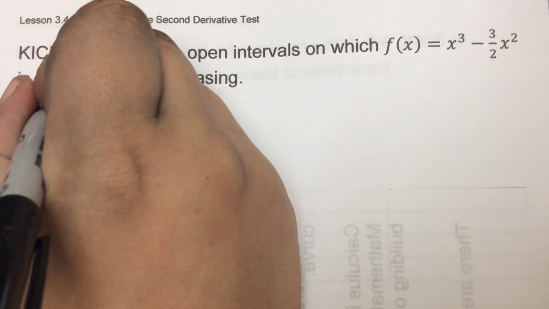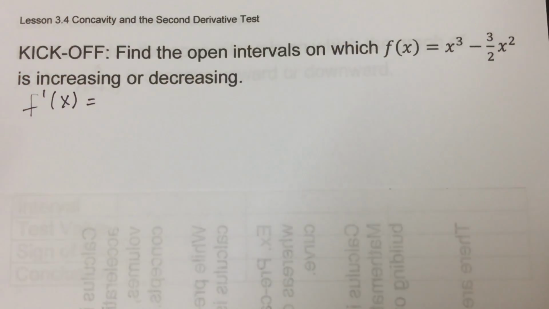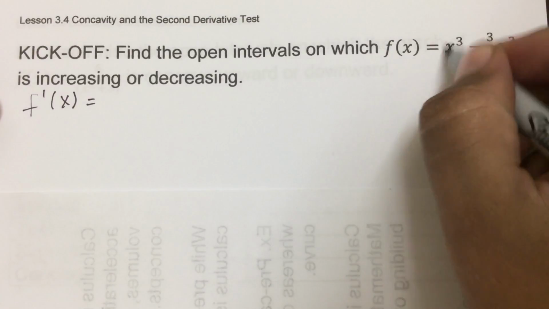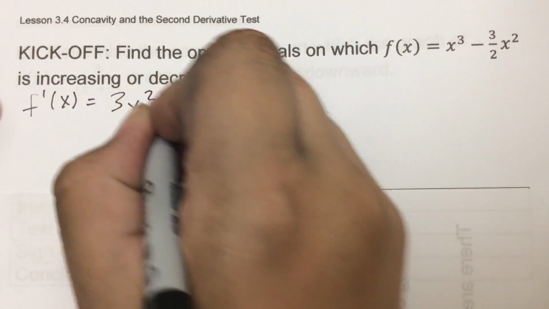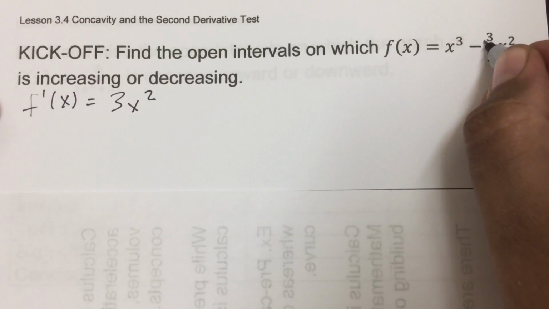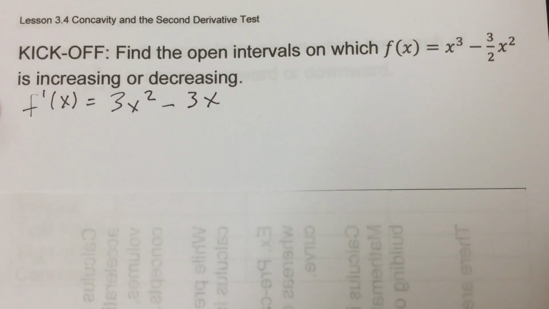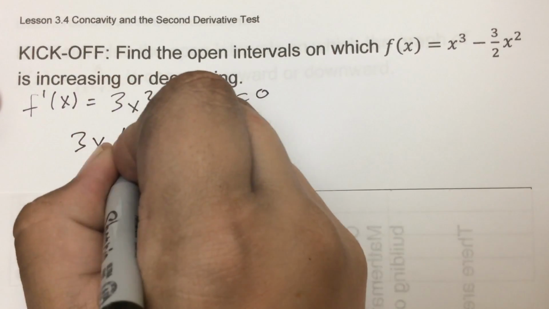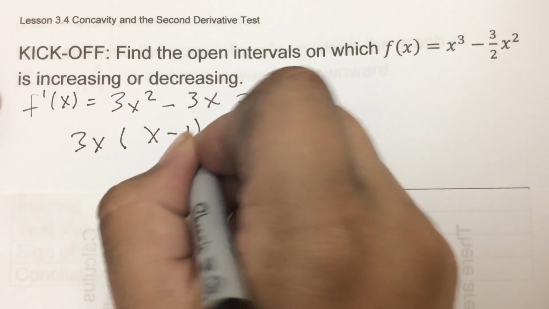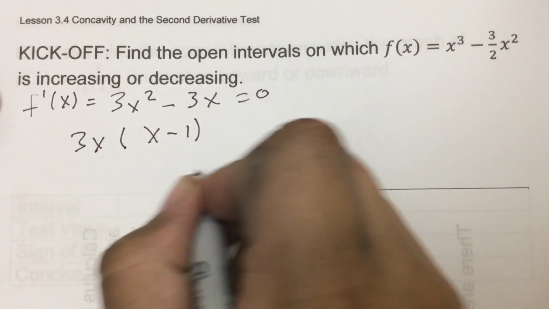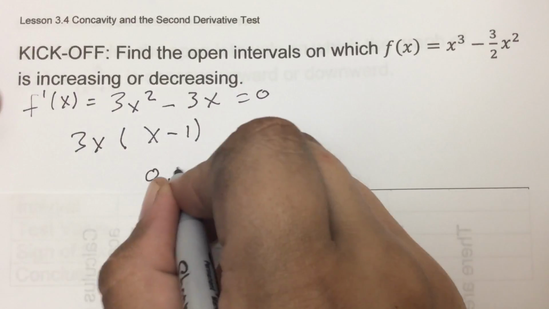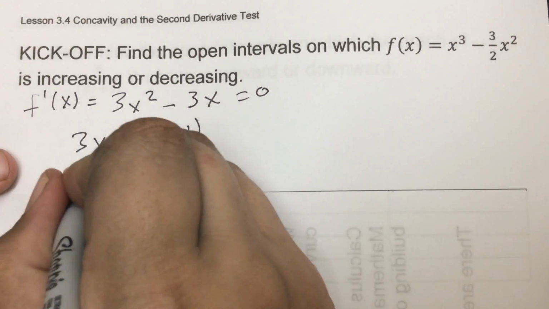So, the first thing we got to do is find the first derivative. So we bring the 3 down in front. This becomes 3x squared. Bringing the 2 down in front would cancel with the 2 on the bottom, which would be a minus 3x then. Now from there, we're going to set it equal to 0 and solve for x. So we can pull a 3x out and we would have x minus 1 left in. So the 3x would go to 0 and the x minus 1 would go to 1, and those would be our critical numbers.